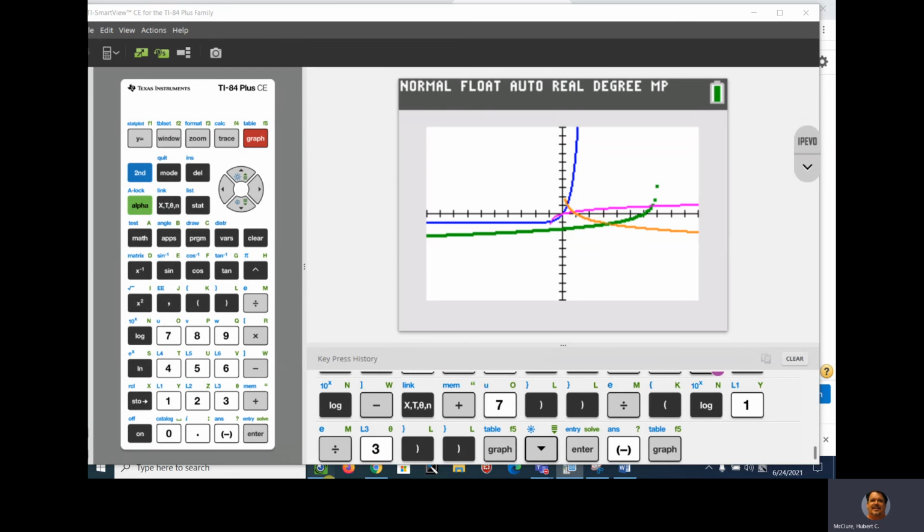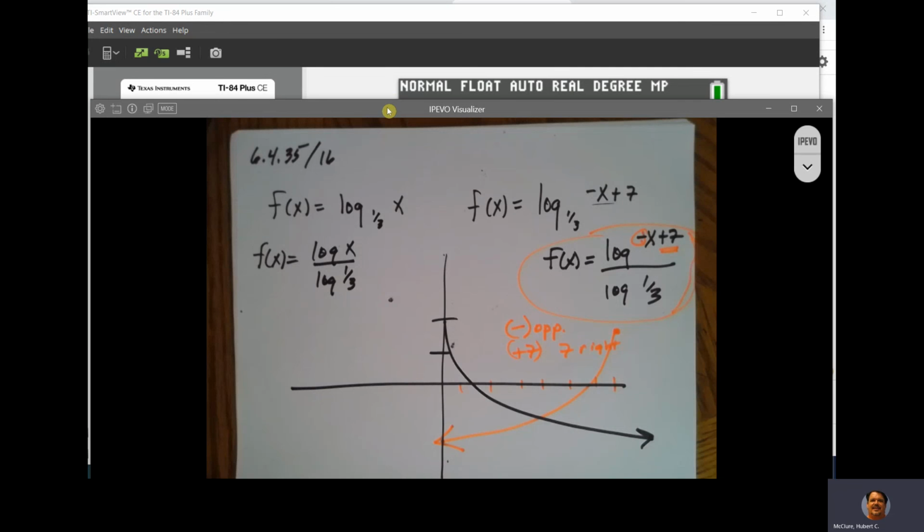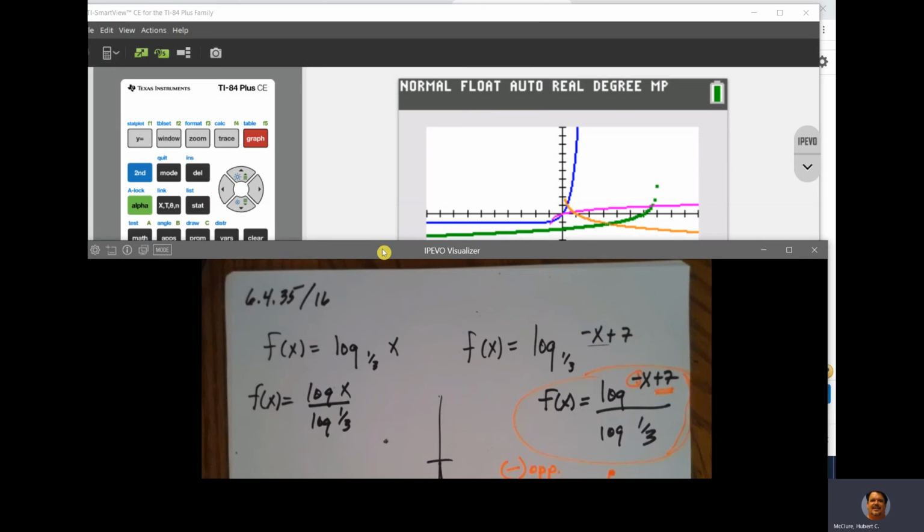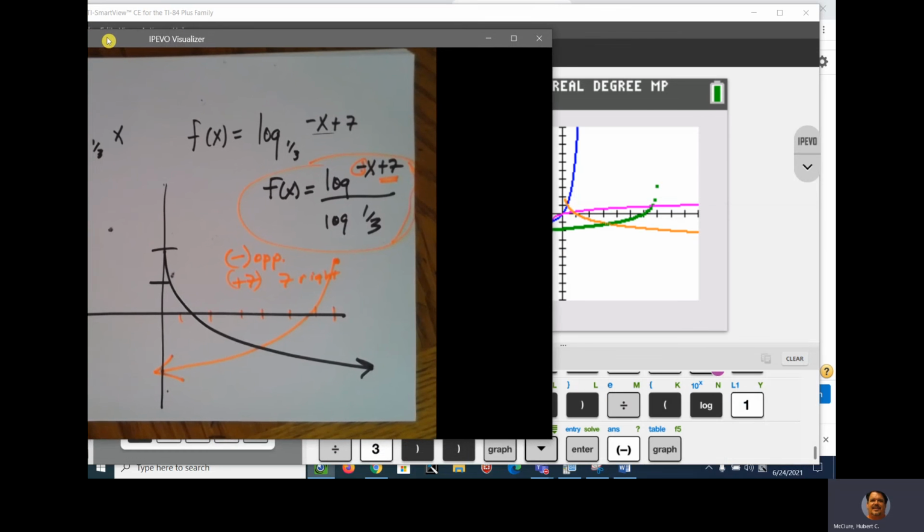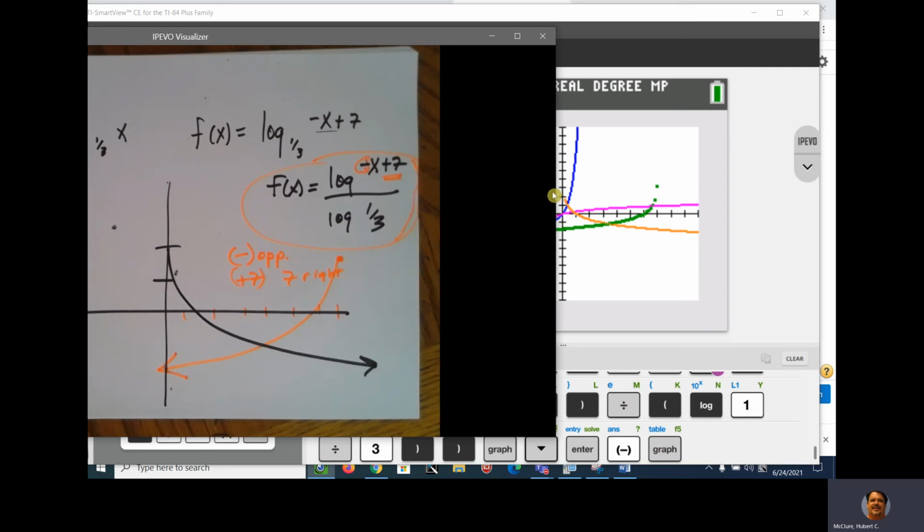Hold on. Move this down. Well, you can't see it. Okay, here we go. Okay, the orange is going that way. That's our black right here. Orange is the new black. And the green is going like this.